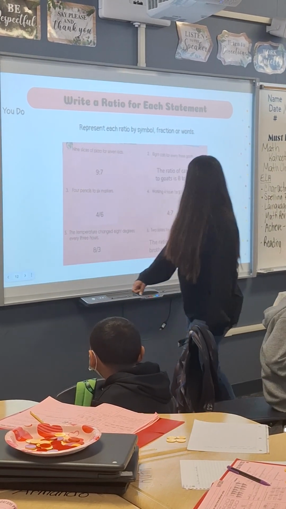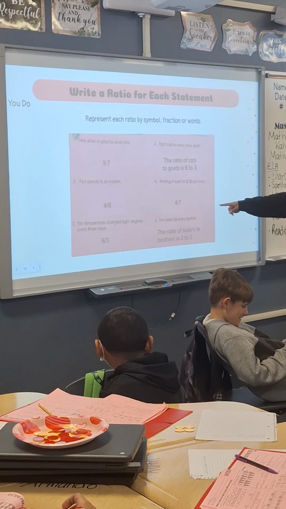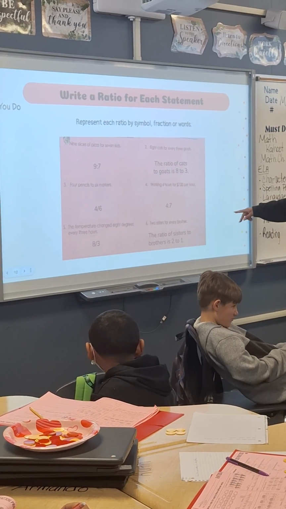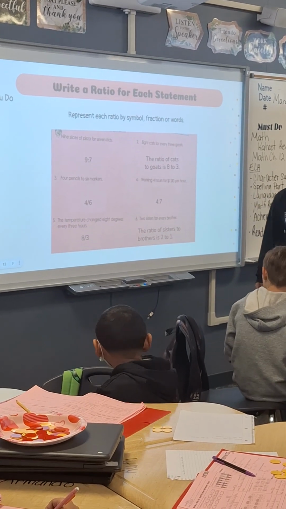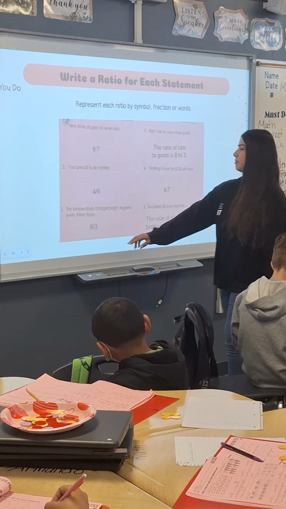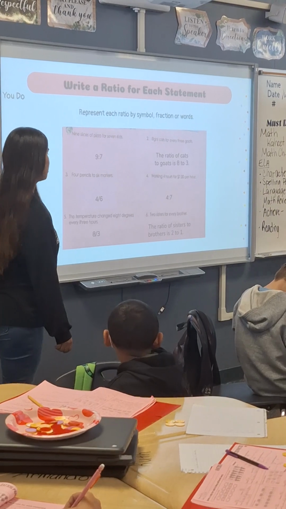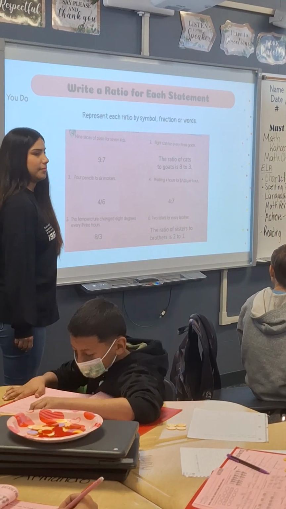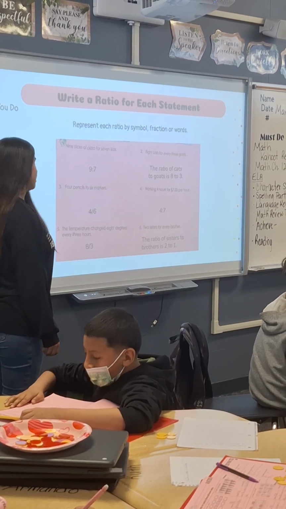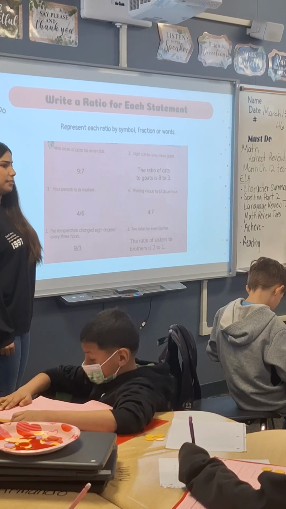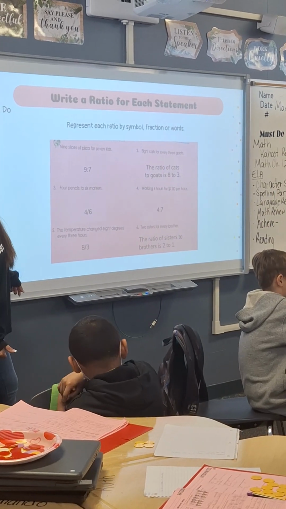So, do you guys want to check your answers? You guys have the option to do it either as a simple fraction or words. But these are just some of them that I put on there. Okay. I'll give you guys a minute to double check. Everybody double check.